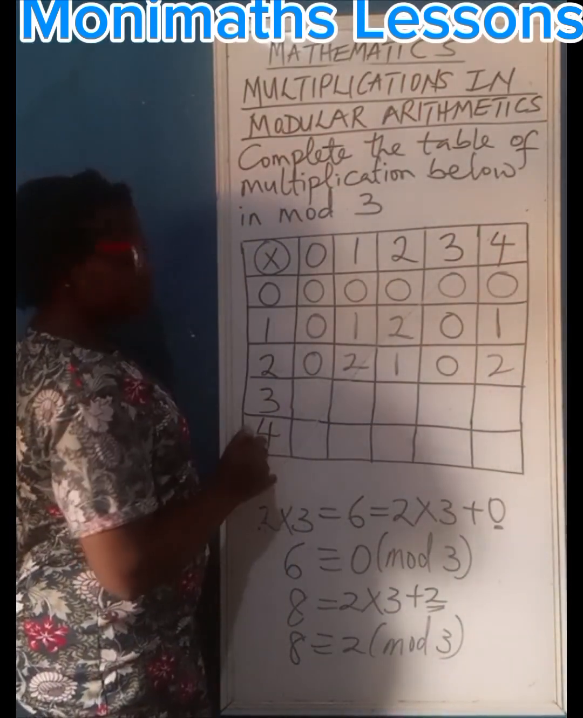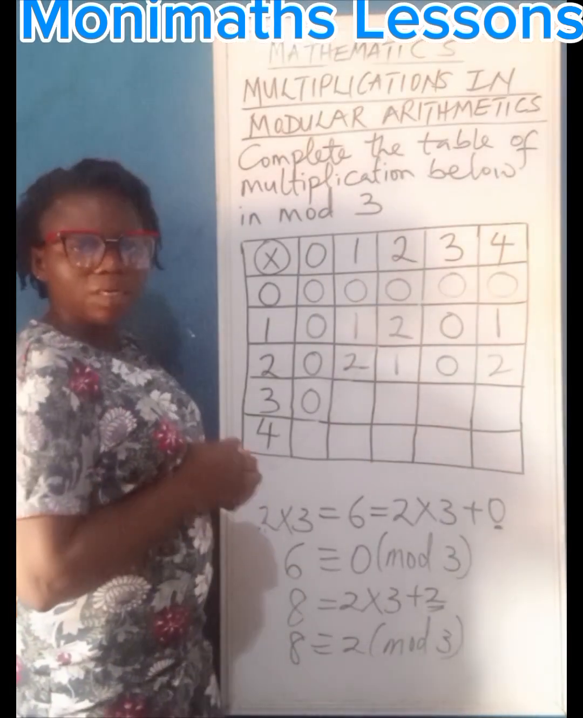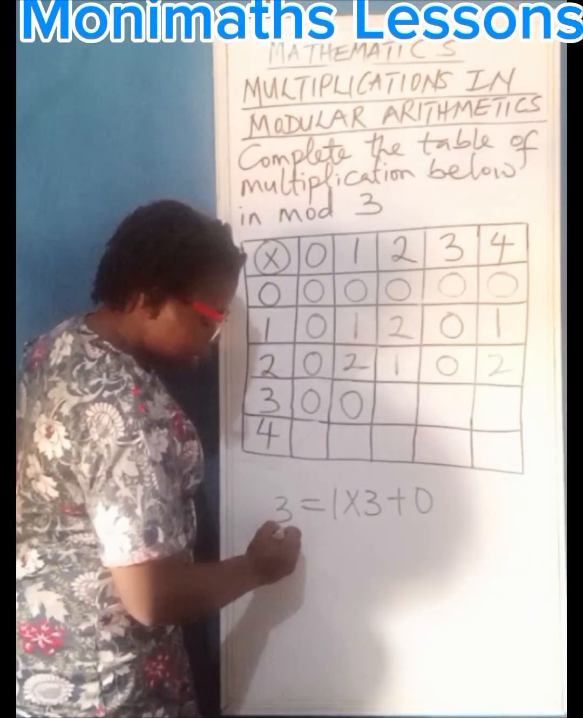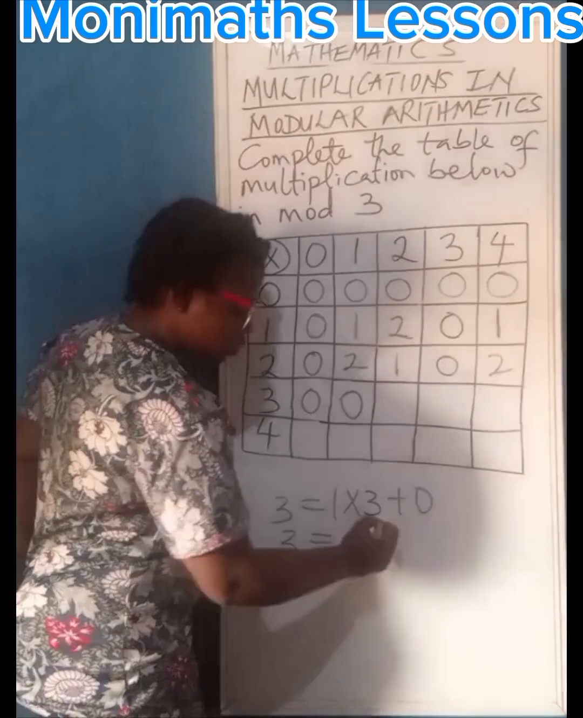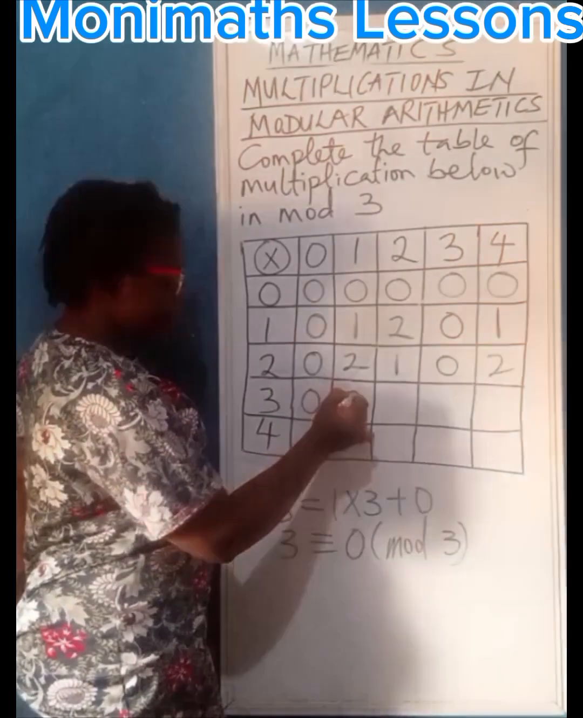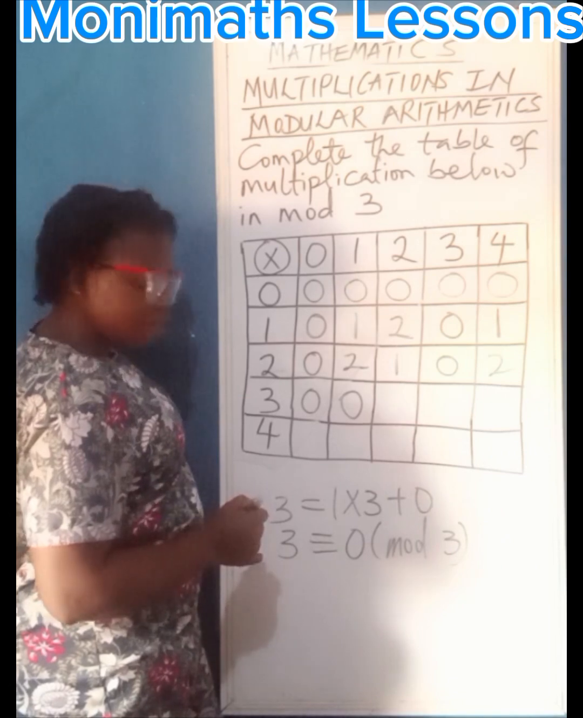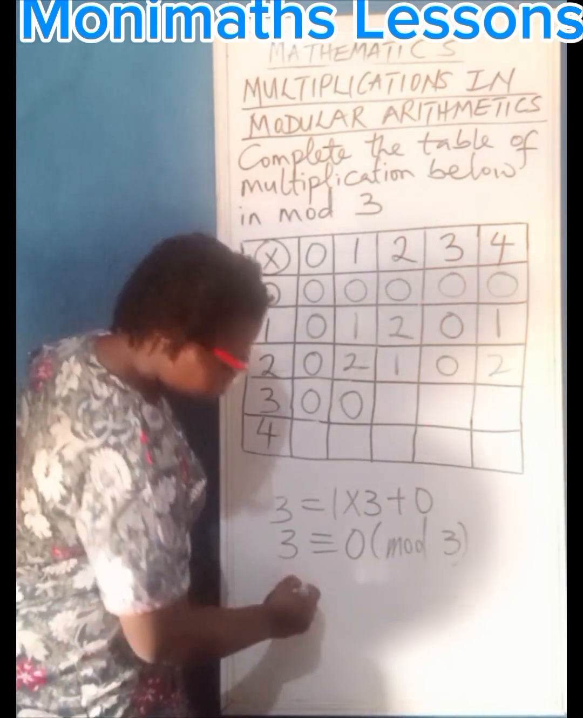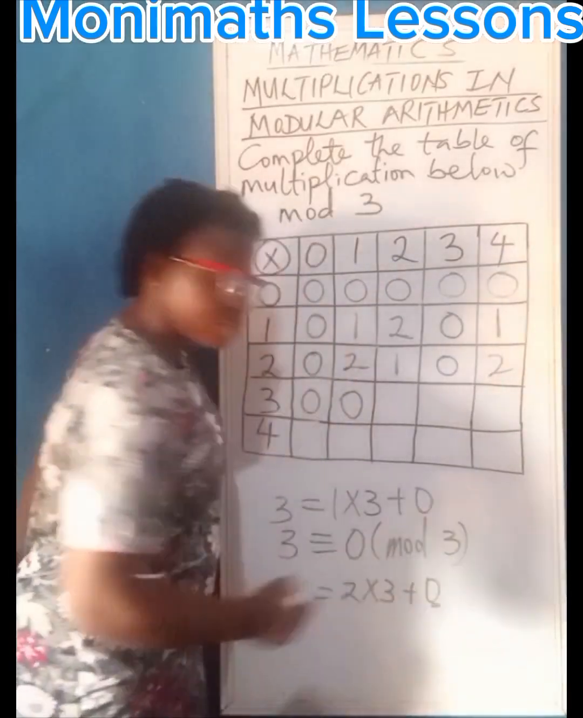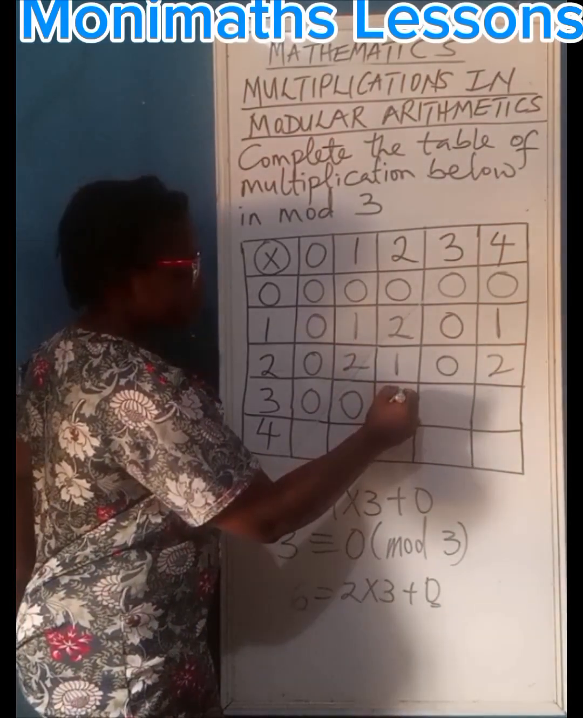3 times 0 is 0. I'll write 0. 3 times 1 is 3. In mod 3, 3 is equal to 1 times 3 plus 0, meaning that 3 is equivalent to 0 in mod 3. So I have 0 here. 3 times 2 is 6. 6 in mod 3 is 2 times 3 plus 0. So 0 is the equivalent of 6 in mod 3. So I'll write 0.